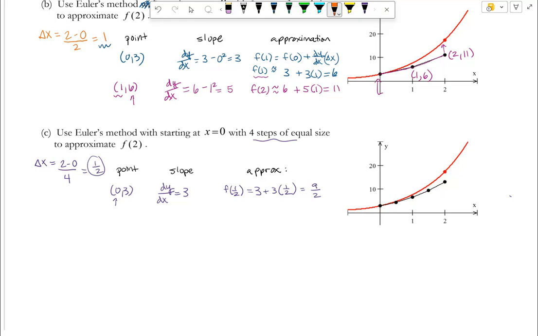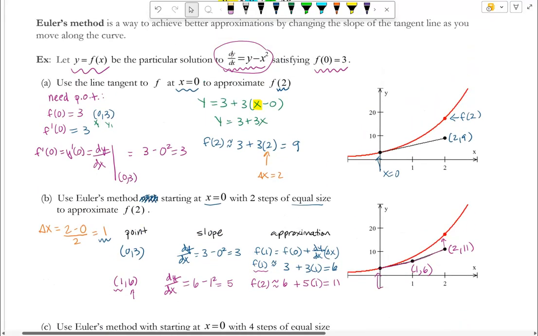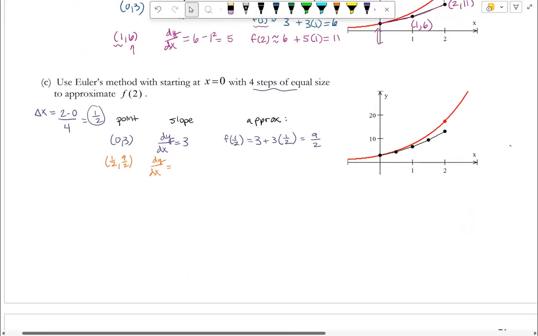So now we're going to move on. The point that we just found is (1/2, 9/2). So we're going to recalculate our slope using that point. dy/dx is, what was it? y minus x squared. Yeah, so dy/dx is y minus x squared. So 9/2 minus (1/2) squared, which is 9/2 minus 1/4. So 18/4 minus 1/4, we're going to get 17/4 there for our new slope.